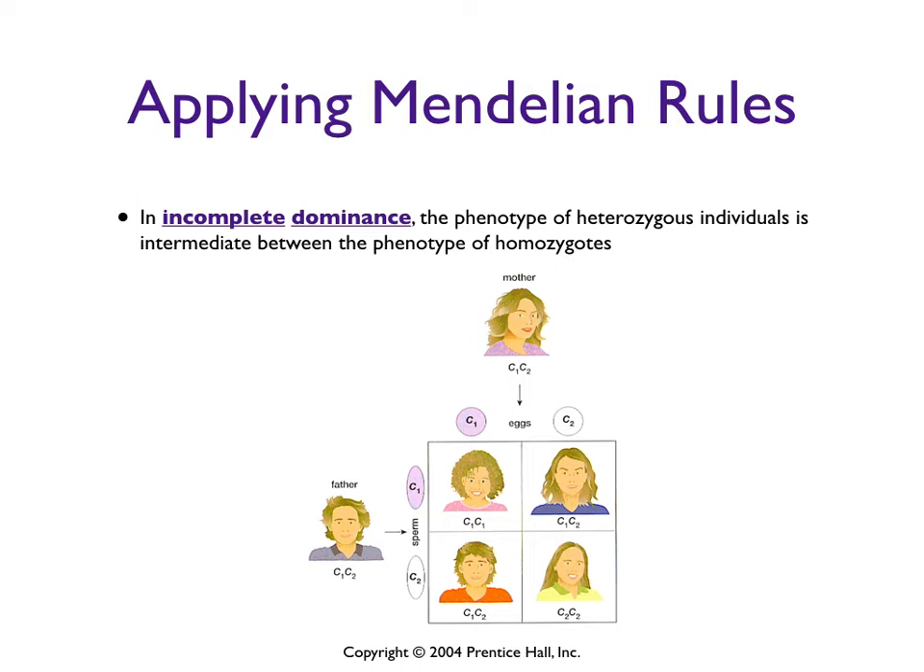For example, in incomplete dominance, the phenotype of a heterozygous individual is intermediate between the phenotypes of homozygotes. A good example of incomplete dominance in humans is hair texture. Individuals who have 1 gene for curly hair and 1 gene for straight hair have hair that is intermediate between these two extremes. So in other words, they have wavy hair.